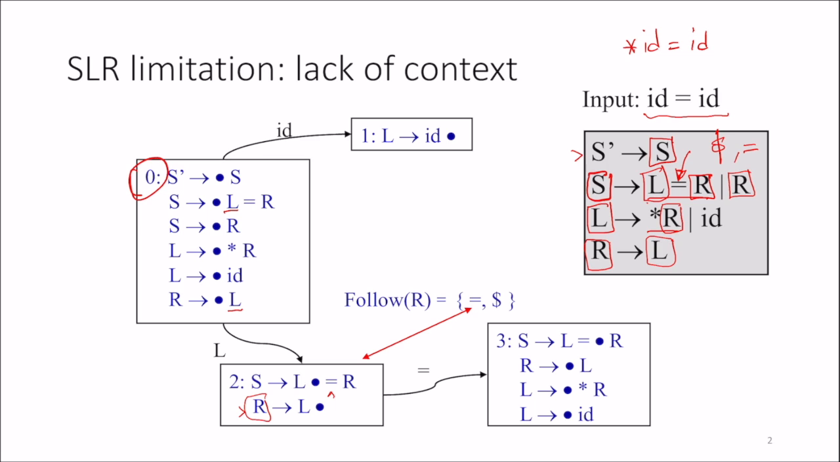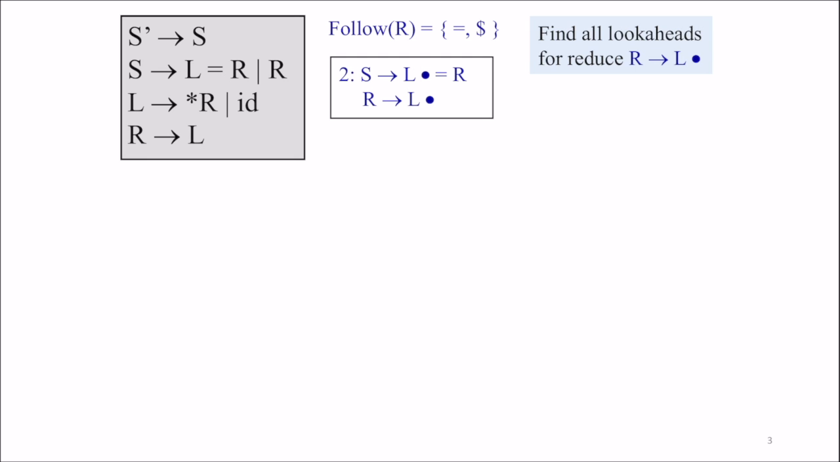So let's examine this grammar in a little bit more detail. So the problem, as we saw before, is that we want to decide to reduce this rule, R goes to L. And when we do that, we look at the follow of R, and the follow of R includes equal to. And so we can't resolve the shift-reduce conflict by looking at the follow set of R.